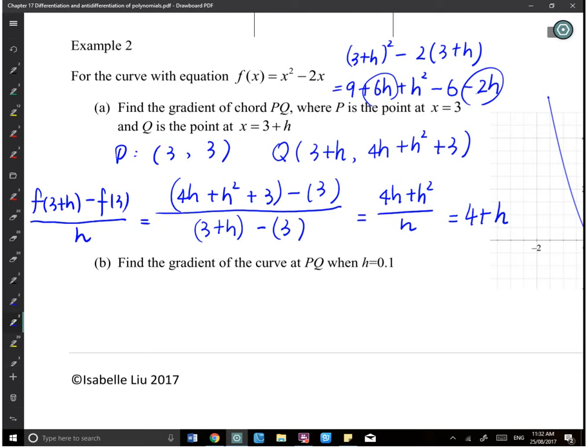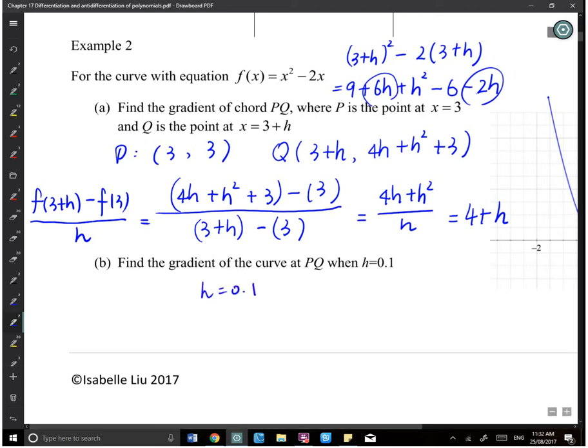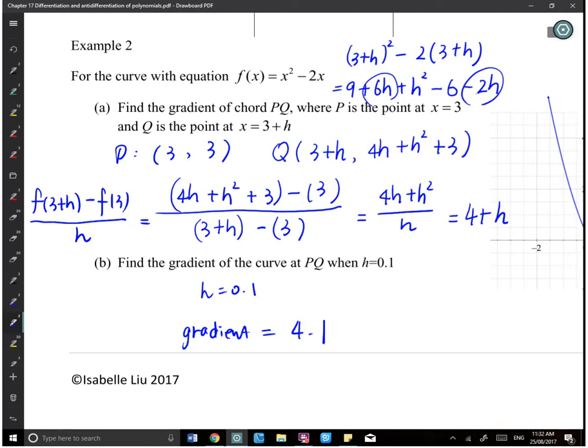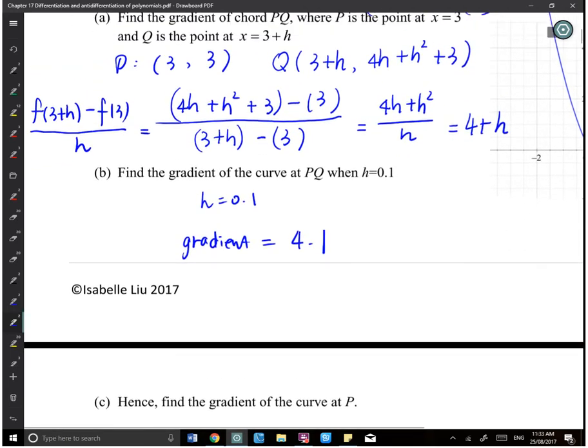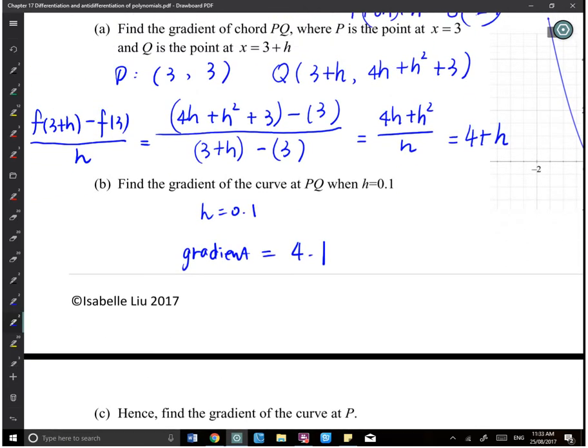So have a think. Find the gradient of the curve at PQ when h equals 0.1. Then the gradient equals 4.1. Okay, 4 plus 0.1, that's just 4.1.